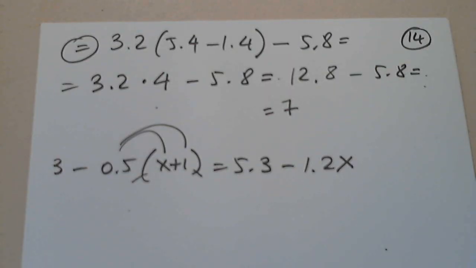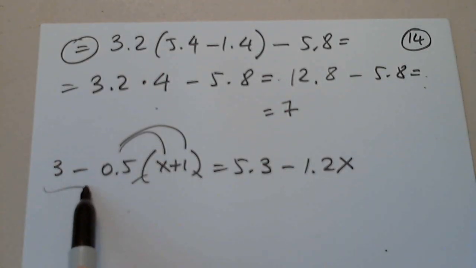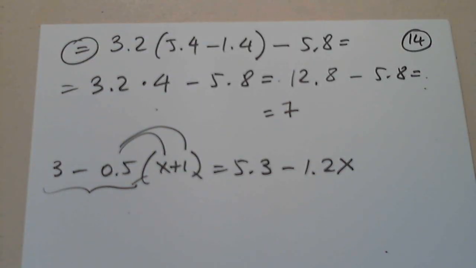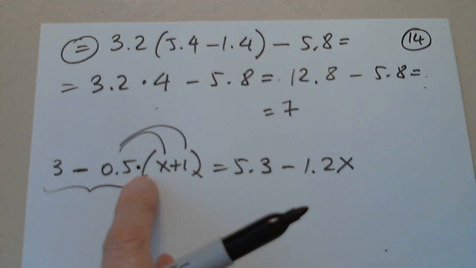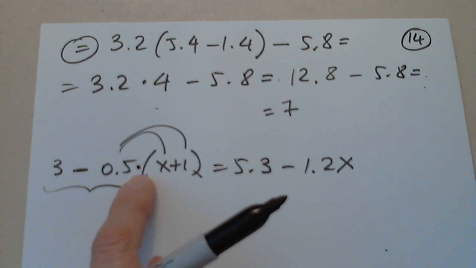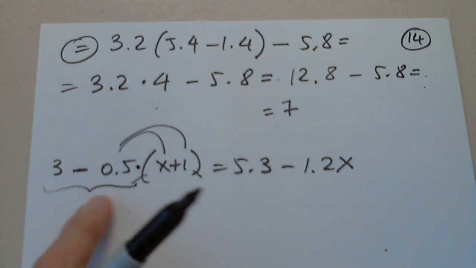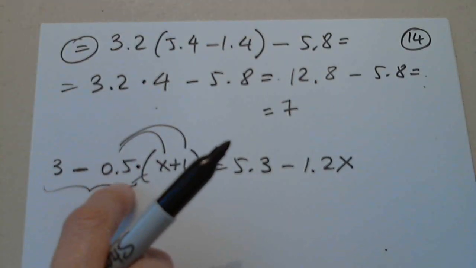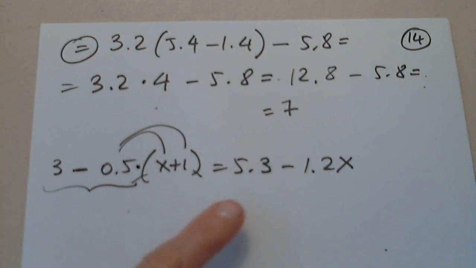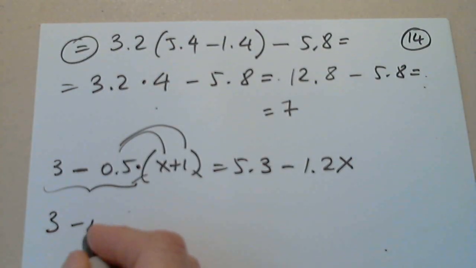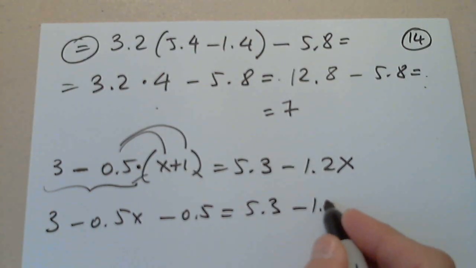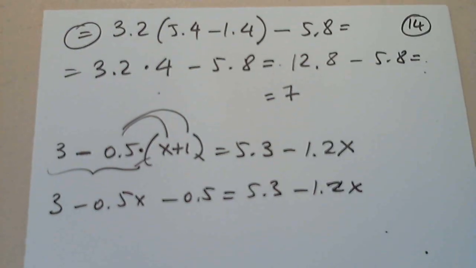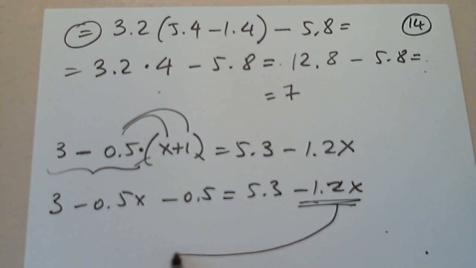Very good. Excellent. So remember, you cannot perform this because there is a multiplication symbol here, an operating symbol, right? You cannot do that because 0.5 is pulled stronger to this side than to this side. So we have to distribute. So 3 minus 0.5x minus 0.5 equals 5.3 minus 1.2x. Perfect.